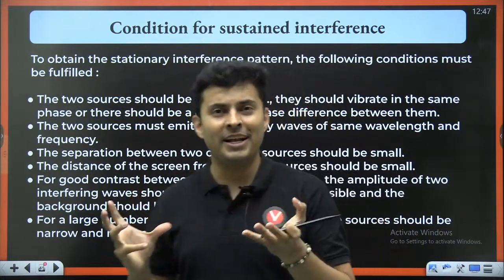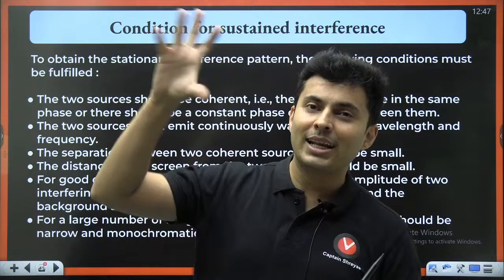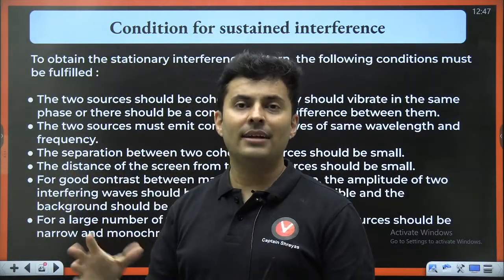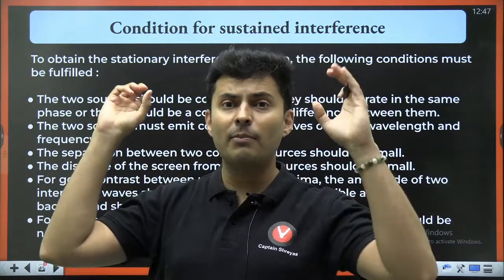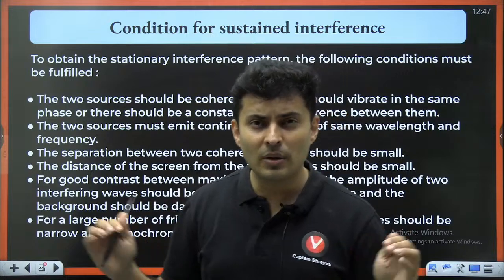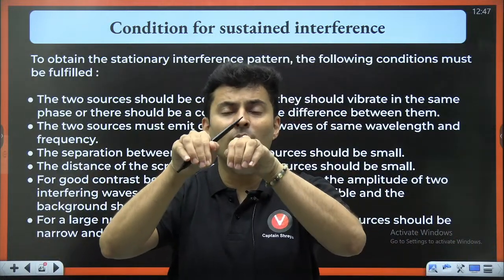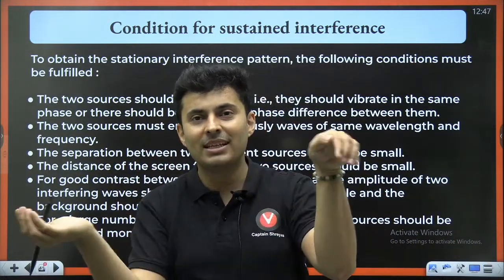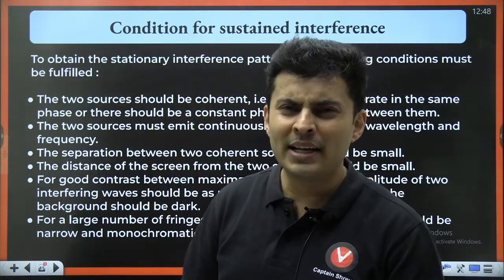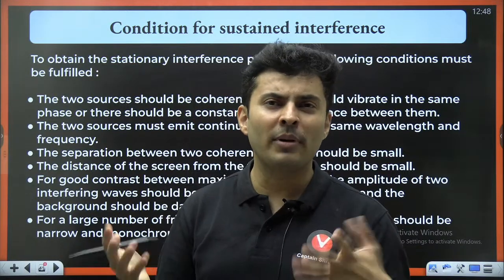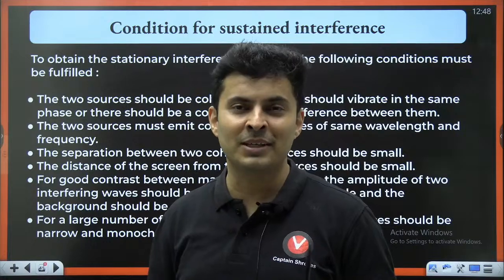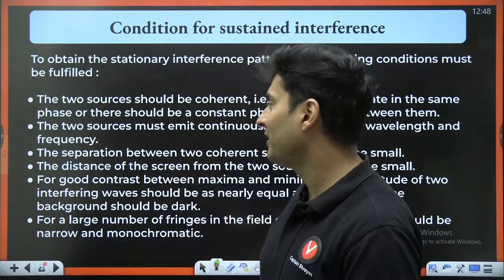If you want a good contrast, meaning you want very loud sound at constructive and negligible sound at destructive, or you want very bright region and very dark region in case of light, then ensure both the amplitudes are roughly equal, because when they meet, they will perfectly cancel each other at the destructive interference. Or else, if they don't cancel each other properly, then you will still hear something, still see something. The contrast won't be there.